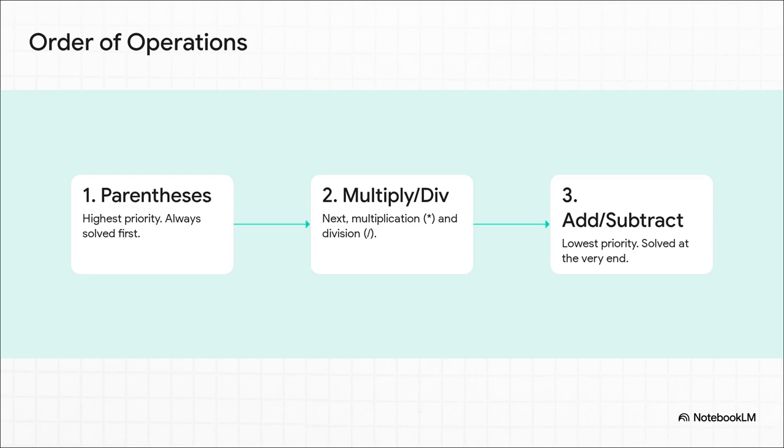Parentheses are king. Python always does them first. After that, it looks for any multiplication or division. And only at the very end, after everything else is done, does it handle the addition and subtraction. Let's see how this plays out.